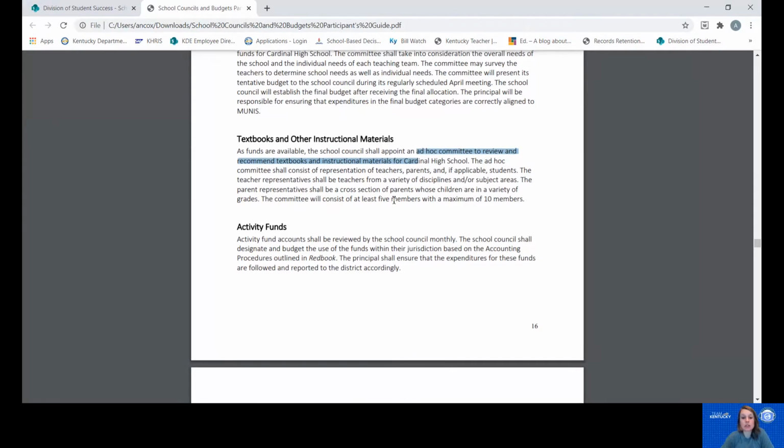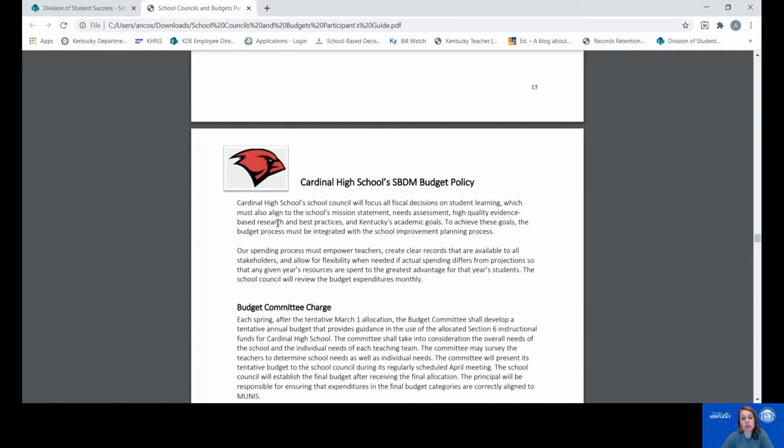Another good strength about this policy is that it does include a good mission statement and purpose. Right here, it talks about how their spending will empower teachers, allow for flexibility, and make sure that it's focused on this year's students and the greatest advantage for them. So it has a good purpose of why money is being spent and the process for how it's going to help students achieve and help empower teachers. So good mission and purpose statement there. That is good to have in that budget policy.